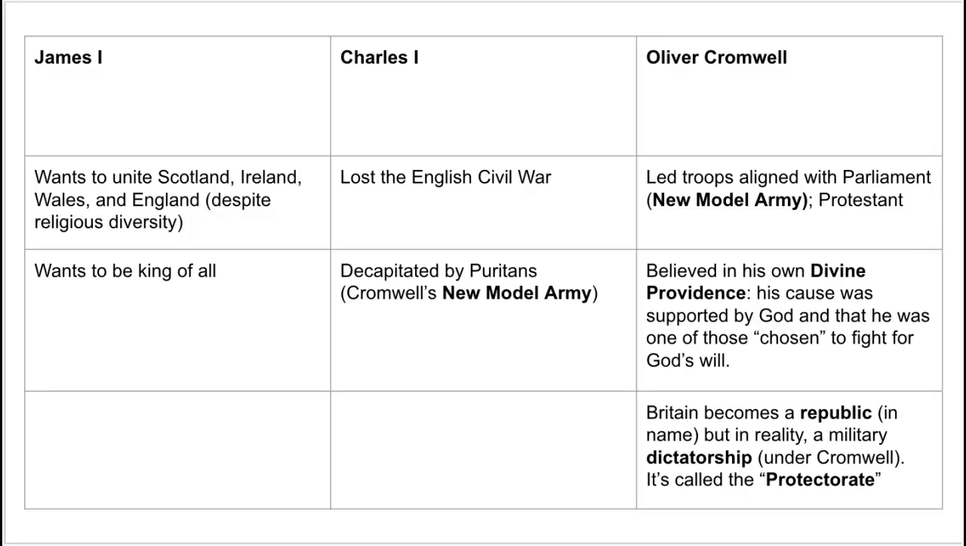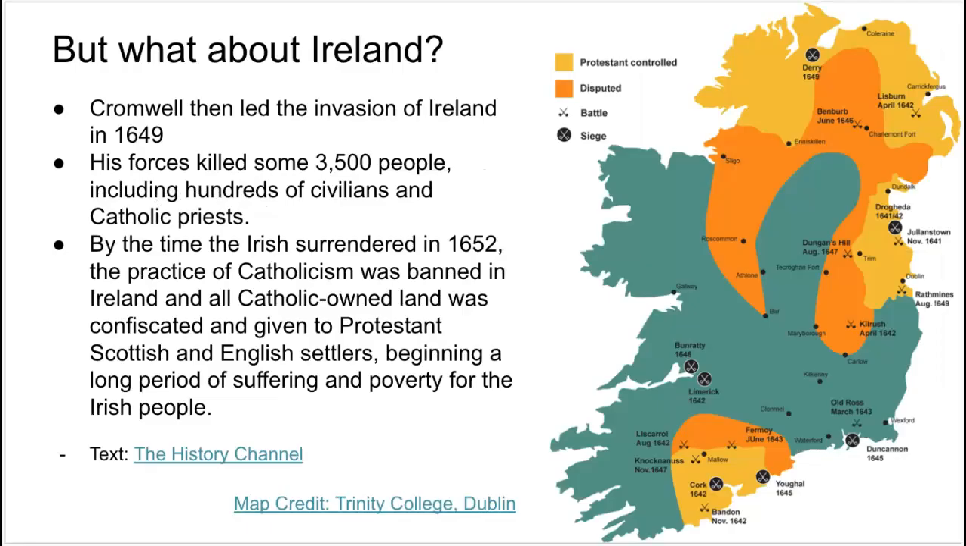However, Oliver Cromwell believed in his own divine providence, not to be confused with divine right. Divine providence was that his cause was supported by God and that he was one of those who were chosen to fight for God's will. Under him, Britain becomes a republican name, but in reality, most people would call it a military dictatorship under Cromwell. And the official word for his government is called the Protectorate. Now, we're going to pause and move from England over to Ireland, because one of the things that Cromwell did was he led the invasion of Ireland.